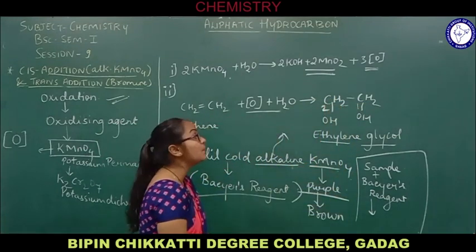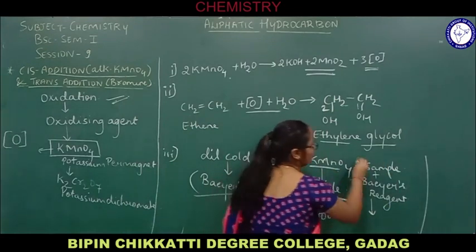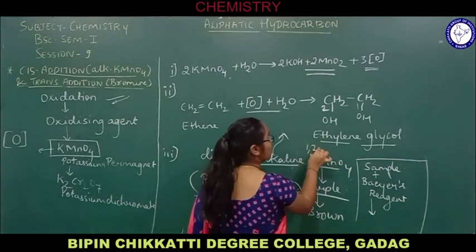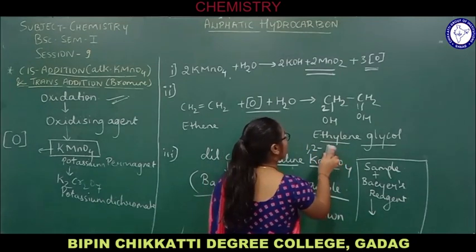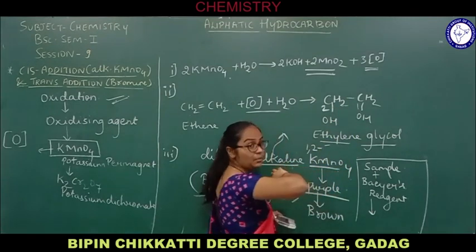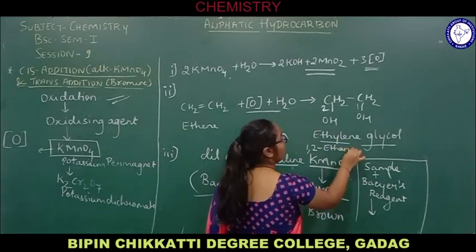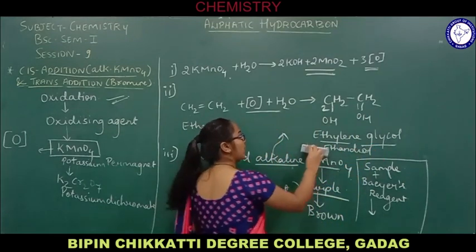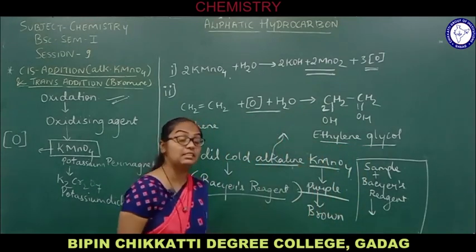The IUPAC nomenclature for this will be 1,2-ethanediol. You can see two carbon groups are there, right? So it is ethane, and in place of the E it will be diol. Or if you want to write only the common name, you can write ethylene glycol.